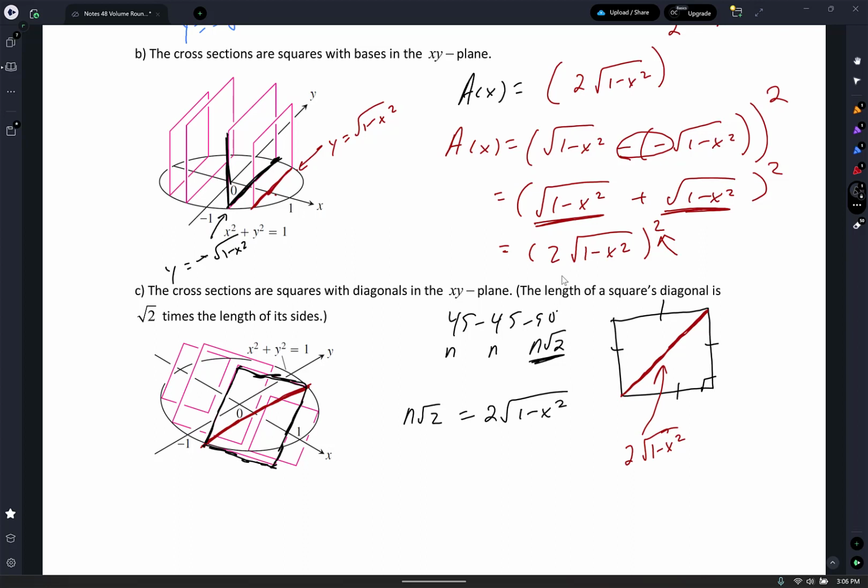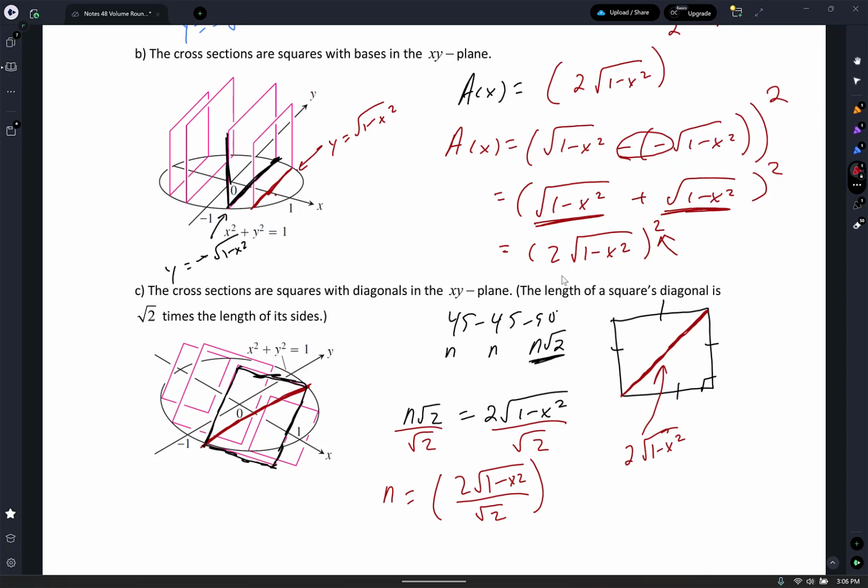So I'm going to write n square root of 2 equals 2 square root of 1 minus x squared. What you're trying to do is get one of the sides, so I'm going to get n by itself. I'm going to divide both sides by square root of 2. Do you guys see what I'm doing? So I'm going to have n equals, and for now I'm going to leave it like this: 2 square root of 1 minus x squared over square root of 2. You can rationalize it, but I'm going to leave it like that. This is for a reason. That's one of my sides.